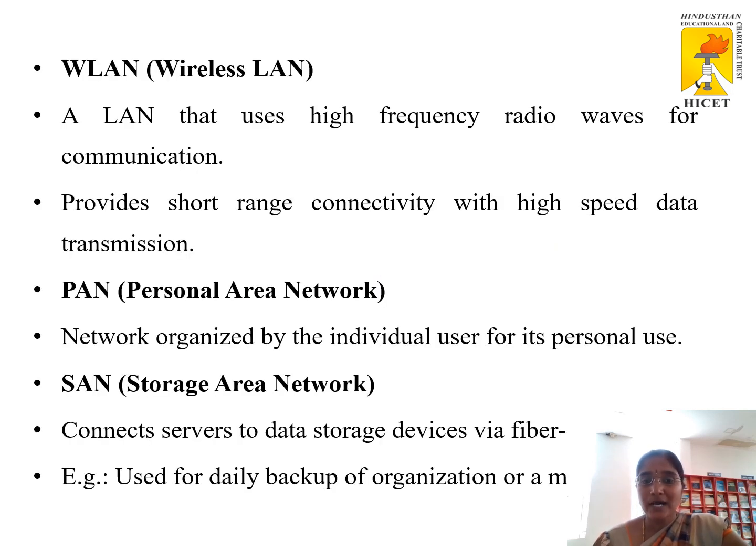Whereas wireless LAN uses high frequency radio waves for communication, and it also provides short range connectivity with high speed data transmission. Whereas if you take a PAN, the network is organized by a single individual user for personal use alone. Only you are going to use it. That is, at home you are getting some broadband connection. That will come under the category of PAN. Whereas a SAN connects servers to data storage of different devices, and fiber optic communication also happens. This is how it is used for taking daily backups of your data in your organization.